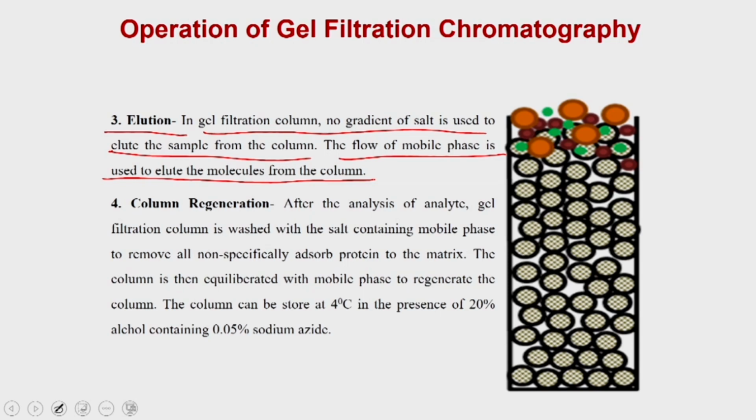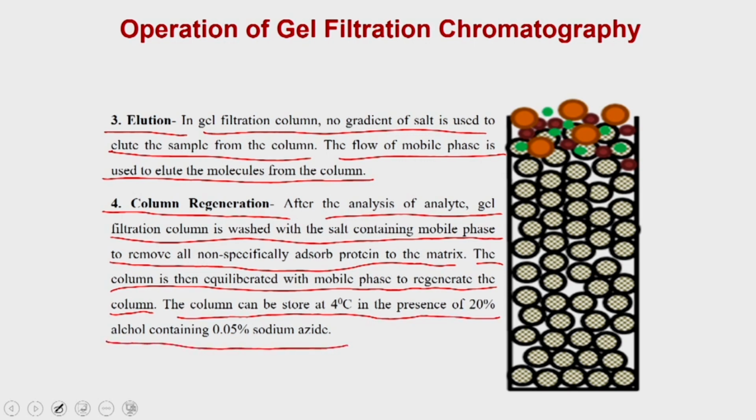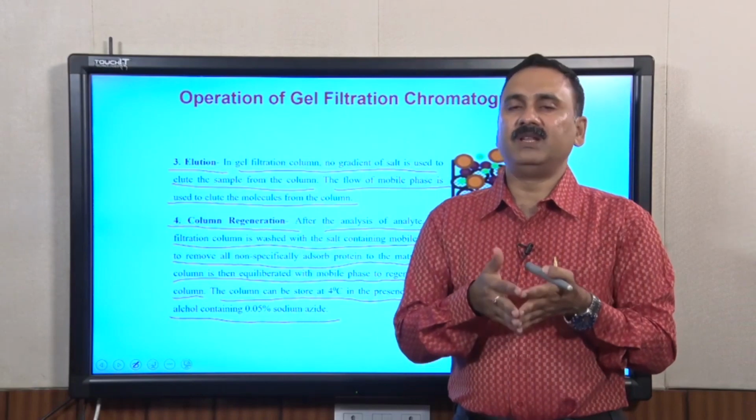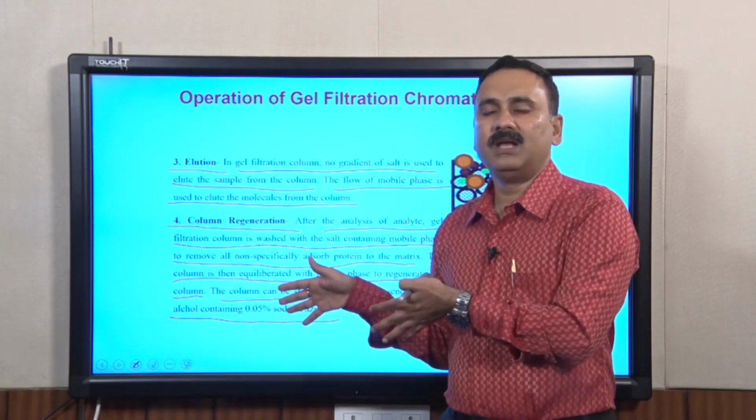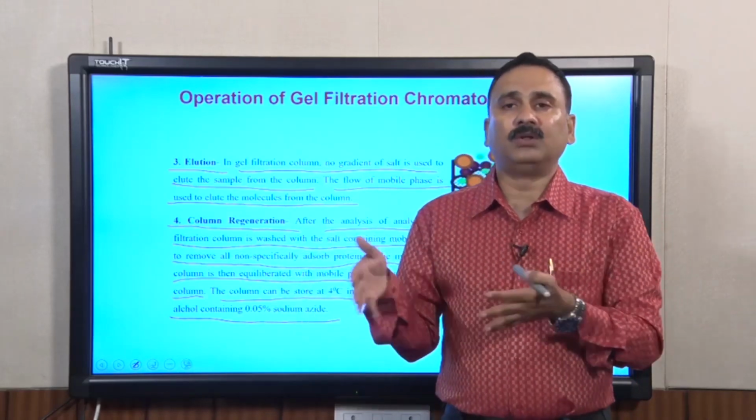Once you are done with the elution, you have to do a regeneration. After the analysis of the analyte, the gel filtration column is washed with salt containing mobile phase to remove all non-specifically adsorbed protein from the matrix. The column is then equilibrated with the mobile phase to regenerate it. The column can be stored at 4 degree in the presence of 20% alcohol containing 0.05% sodium azide. Just as we discussed for ion exchange and hydrophobic interaction chromatography, the column is always stored in 20% alcohol containing 0.05% azide so that you will not see growth of bacteria.